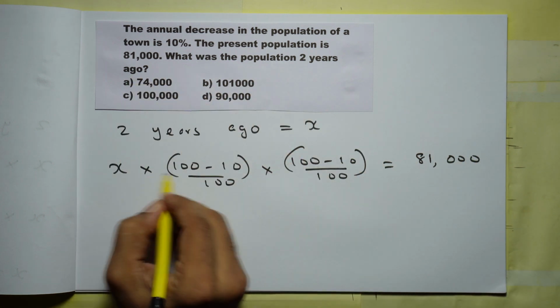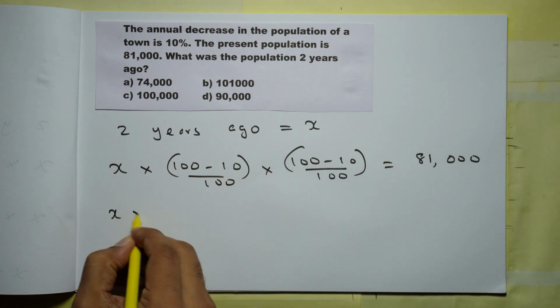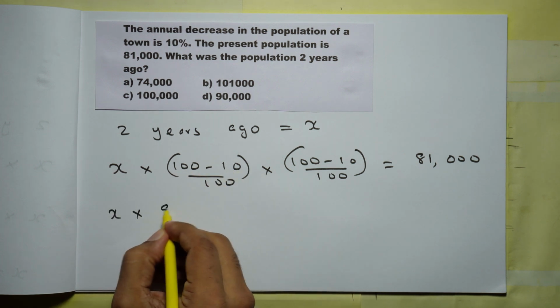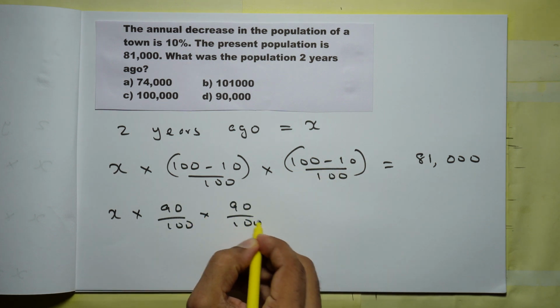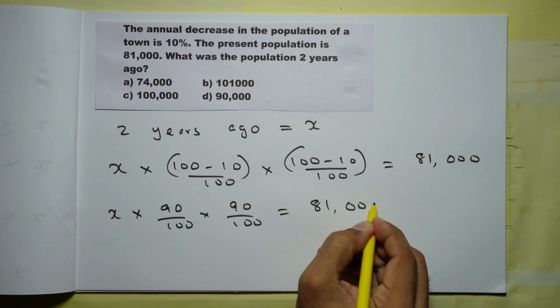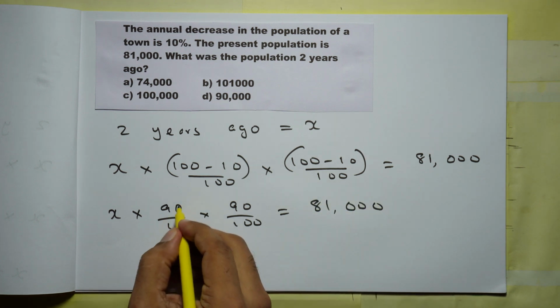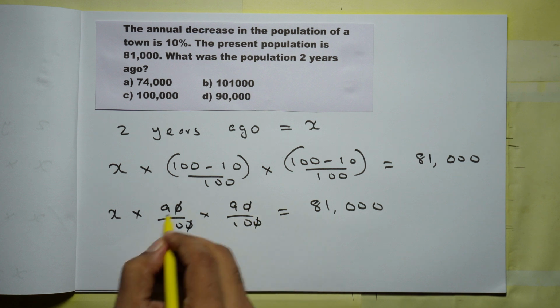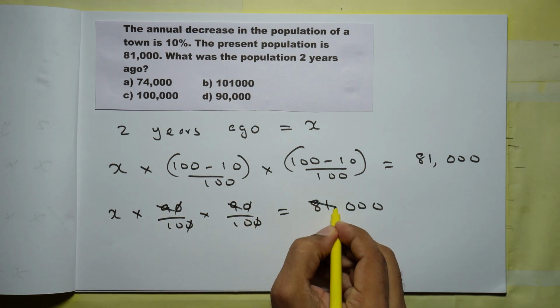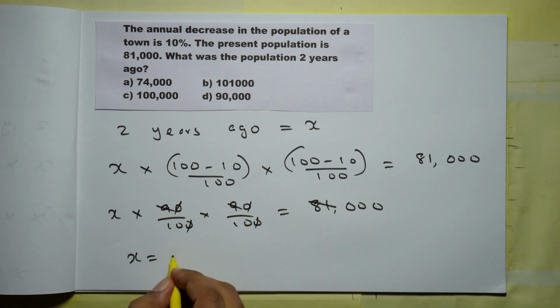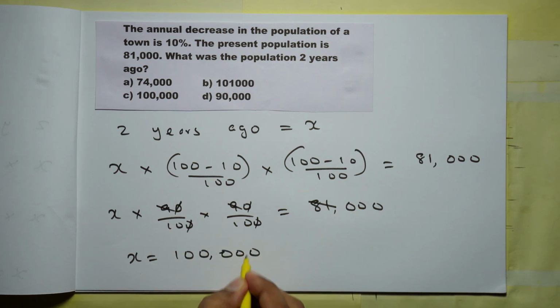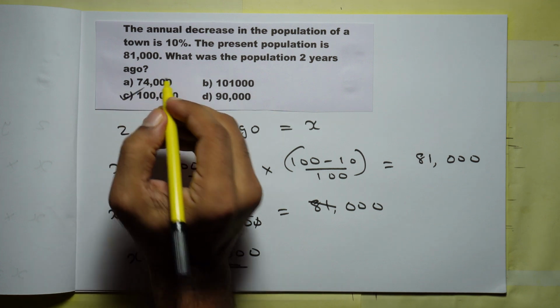Now what was the population 2 years ago? That is X, and X is what we need to find out. So X into 100 minus 10, that is 90 by 100, that is equal to 81,000. I'll cancel out the zeros here. 9 into 9 is 81, so I'll cancel here. So X you will get as 10 into 10 into this 1000. So that will be 100,000, that is 1 lakh. So X was the population 2 years ago, that was 1 lakh, that is option C.